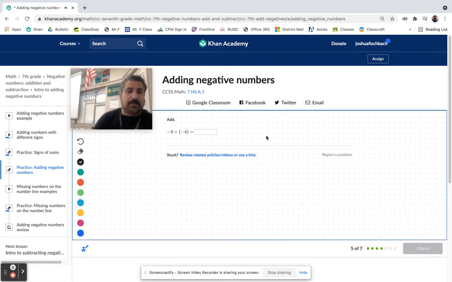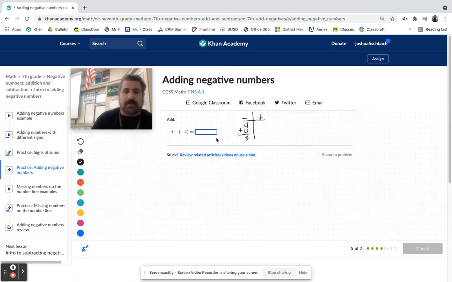This one's -4 plus -4. It's going to get more negative. If we did a little scoreboard for it, you'd have 4 on the negative side and then 4 more on the negative side. Both of these things that are being added together are negatives. So add them together, what do you get? -8. And so the answer is -8.